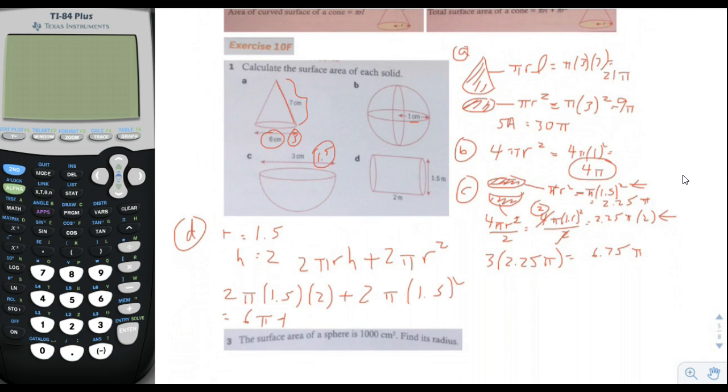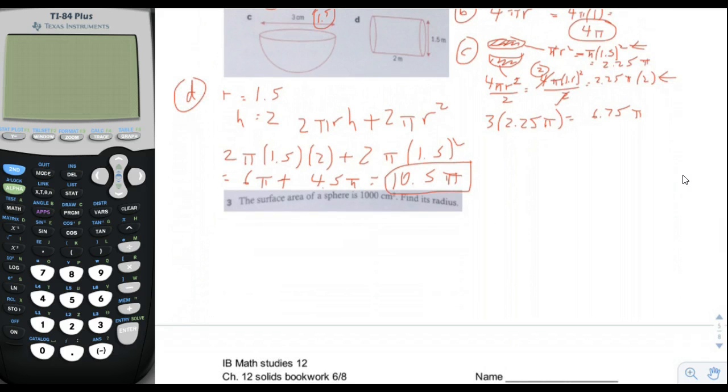plus, and then 1.5 squared is 2.25 times 2 is 4.5 pi. Okay, so 10.5 pi is the total. All right. Number 3, the surface area of a sphere is 1,000 centimeters squared. Find its radius.